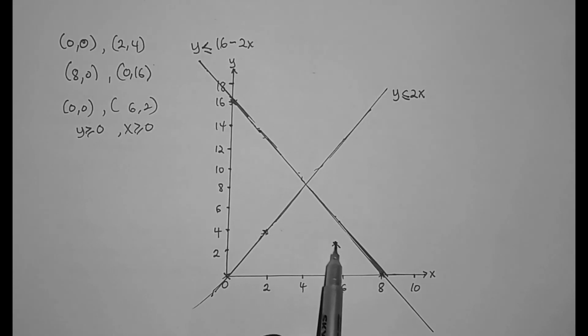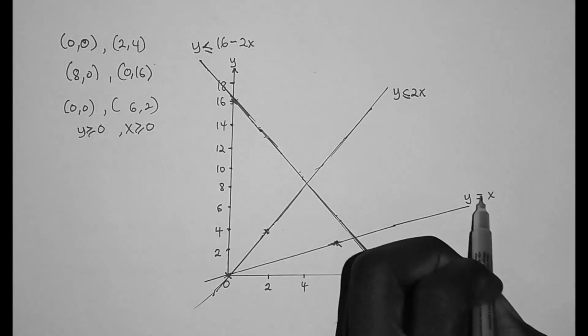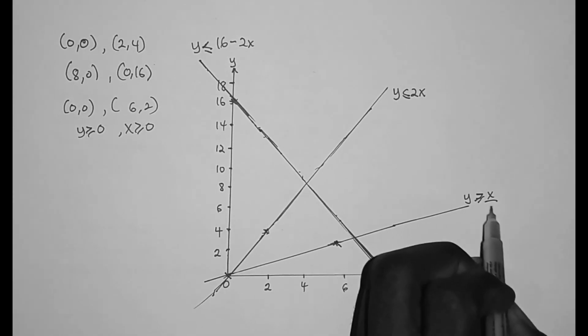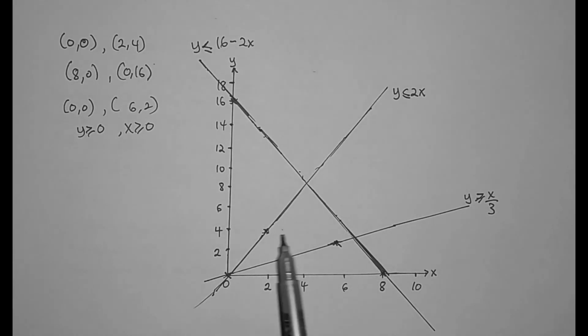6, 2. So this is the point 6, 2. So let's join that line too. This is the line y less than or equal to x over 3. Having finished sketching our graph, let's find the required region. So let's take this point. You see that the point 4, 4 falls in this region.